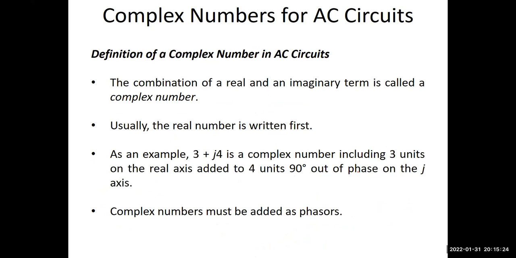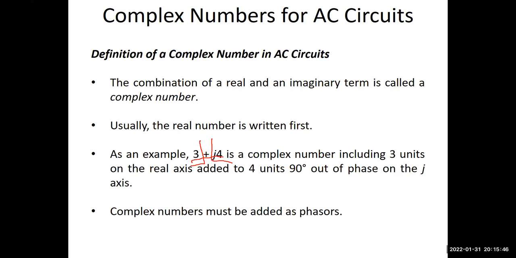So definition of complex number in AC circuits. So usually the real number is written first. So as an example, okay, the 3 plus J4 is a complex number where 3 is the real part and J4 is the imaginary part.